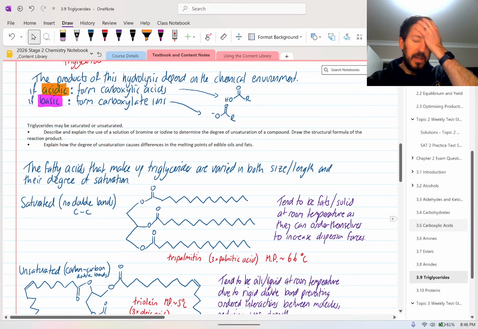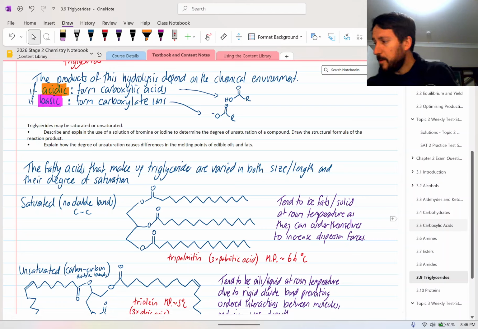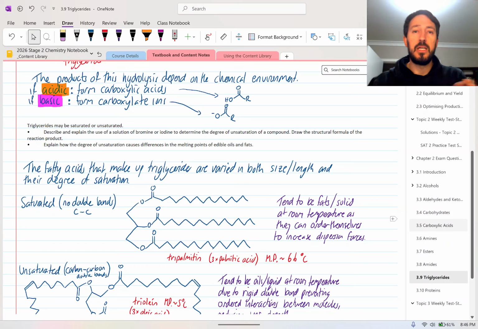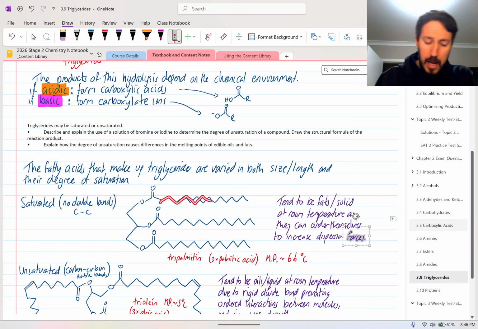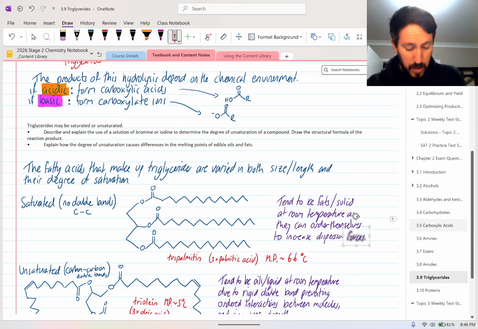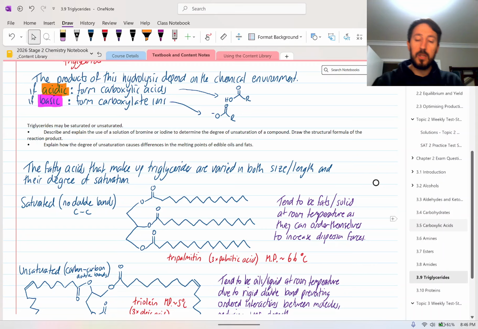Now, fatty acids have a particular property called saturation. Saturation describes the makeup of the fatty acids themselves. So, if we look along this fatty acid, this is tripalmitin. Each of the fatty acids is called palmitic acid, and as you can see, there are no double bonds along this carbon chain. Obviously, you've got the double bond here with our oxygen, but that is not what we're talking about. We're talking about double bonds between carbons.